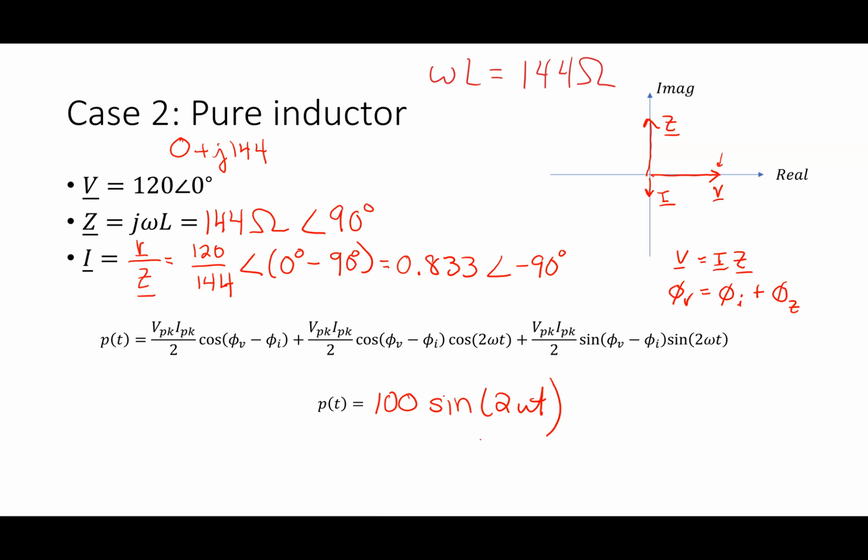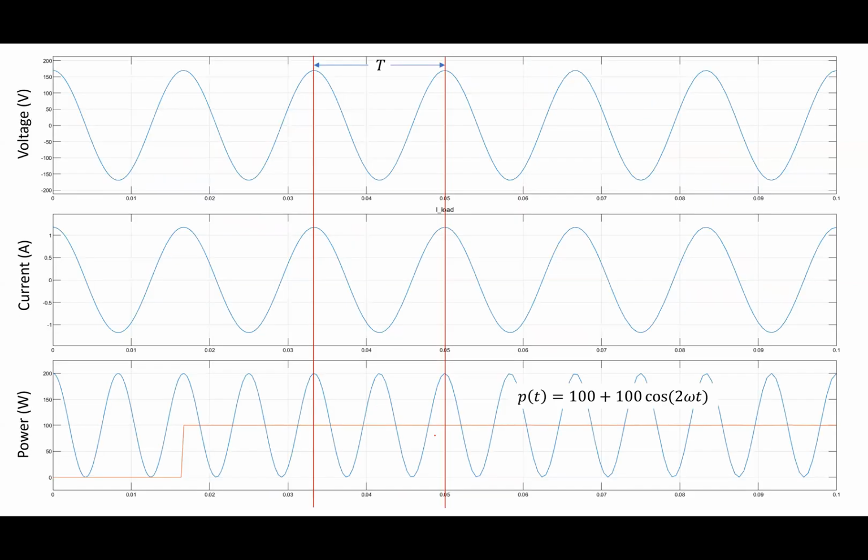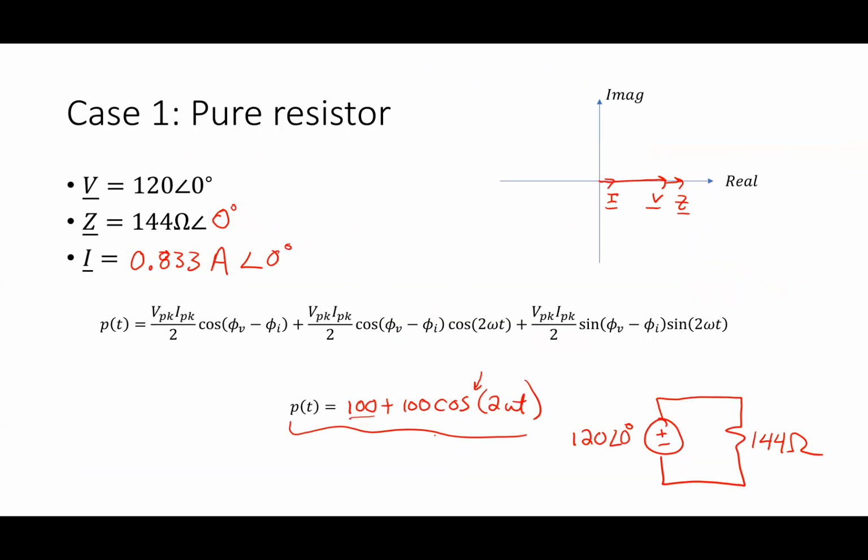What do I see about this? If I plugged in all the numbers, I'd get this. What's the average value of this P of t? 0. Right? Because the average power transferred to load is 0. Average power represents real work that's happening, right? So if I look at case 1 here, where I had pure resistor, all I have is work, right?